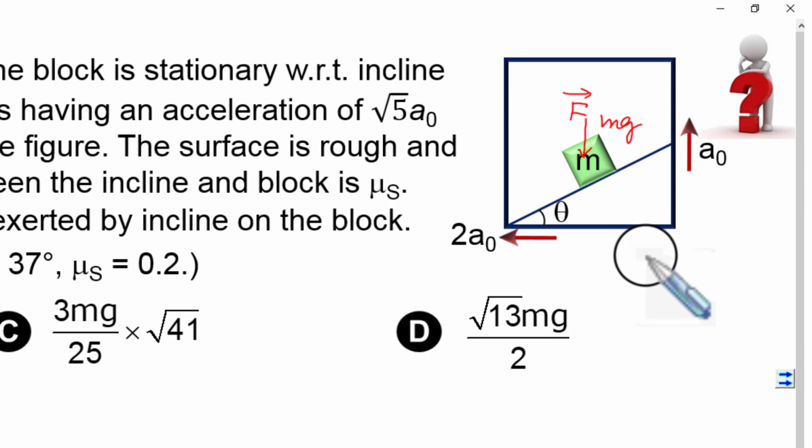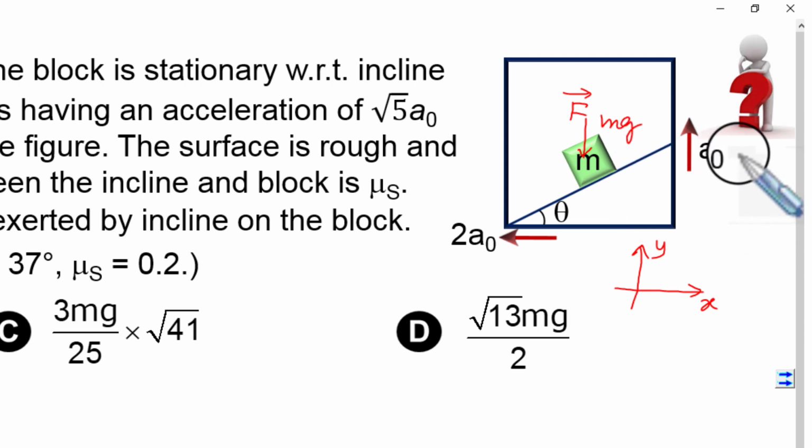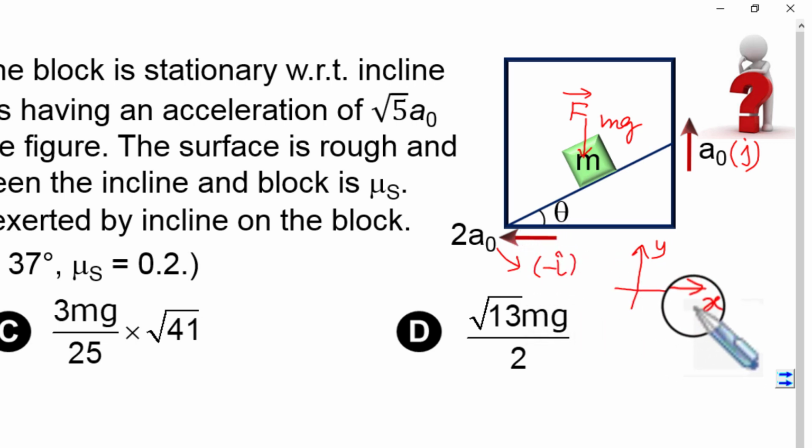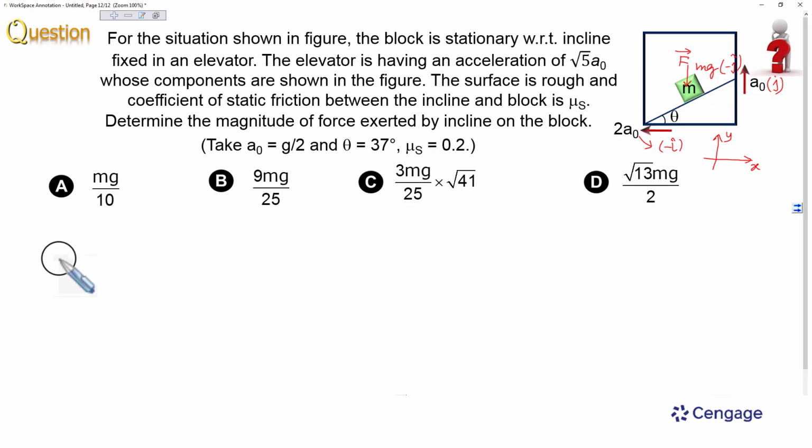Let us consider the directions. Let the x-axis be the rightward direction and the y-axis the upward direction. We can express the accelerations as well as the weight in vector form. We write a naught as a naught j cap, and 2a naught should be multiplied with minus i cap, because this is moving in the negative x direction, and the weight is acting in the downward direction, so this is minus j cap. Now the forces acting on the block are the contact force, F vector, and the weight.